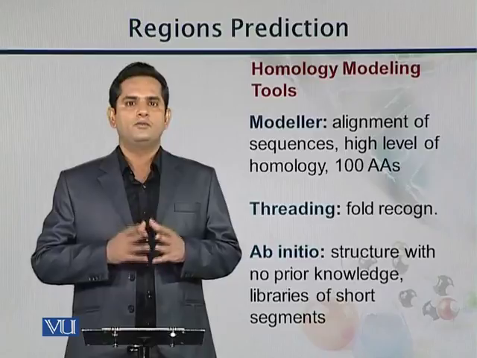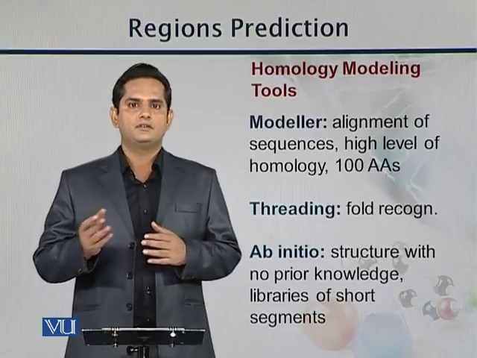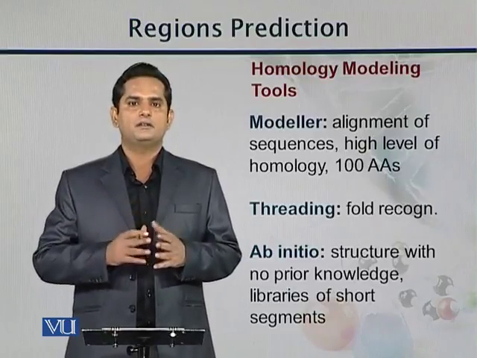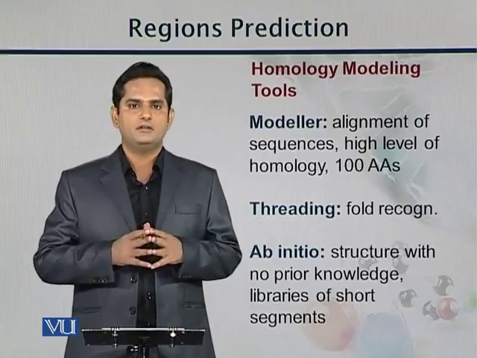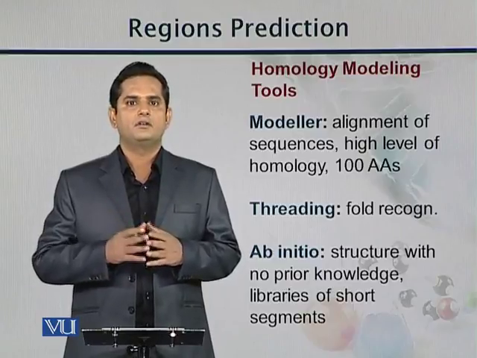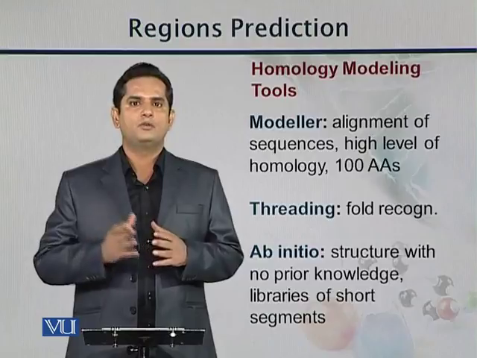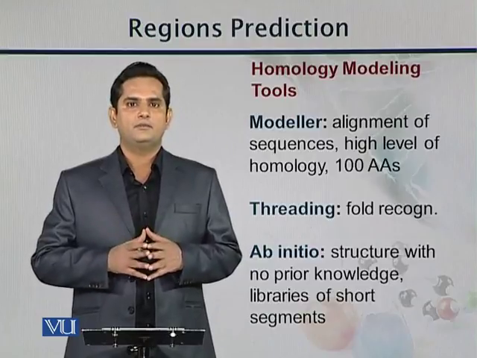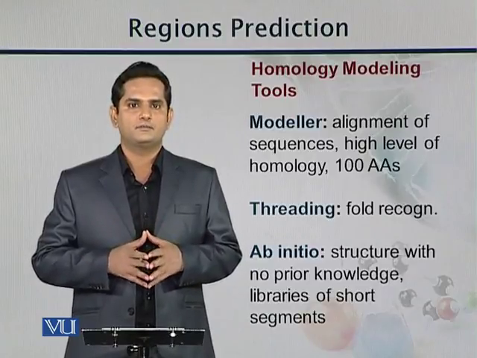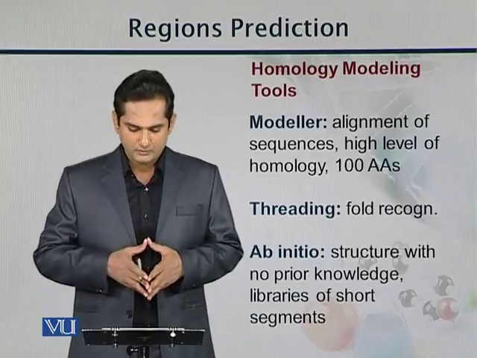So what we will do, we will put the newly discovered sequence as a probe into the already discovered sequences, and if there is some matching, then we will say that they are homologous, or there is a homologous modeling method available for these two sequences. Finally, we have ab initio methods.